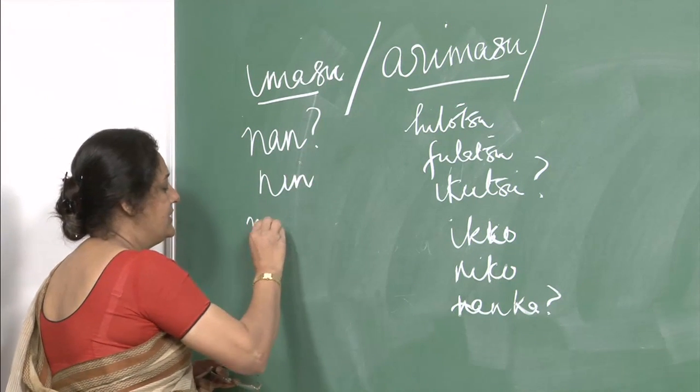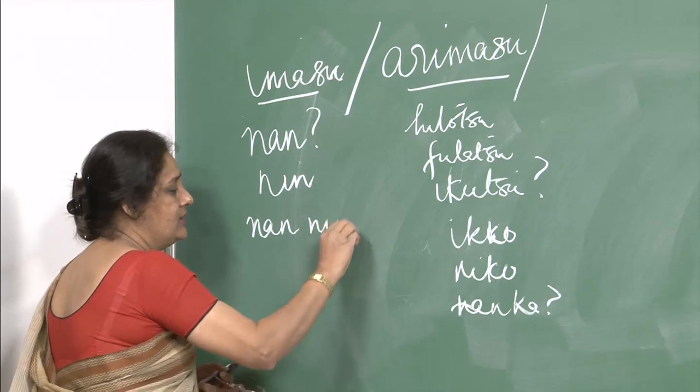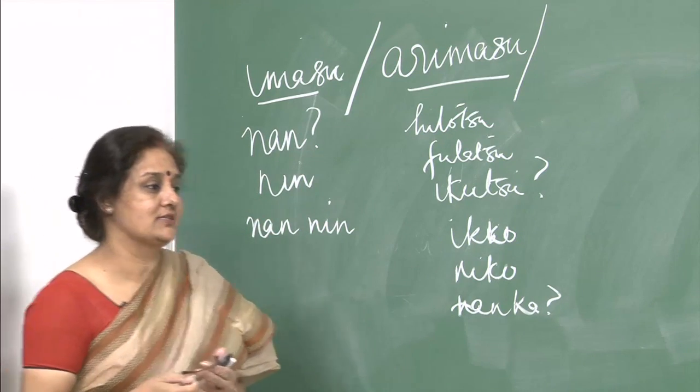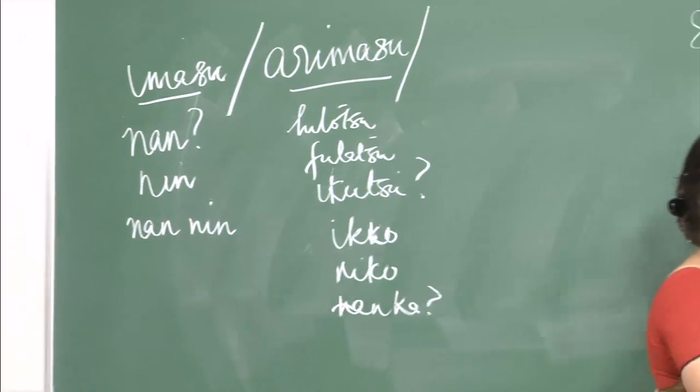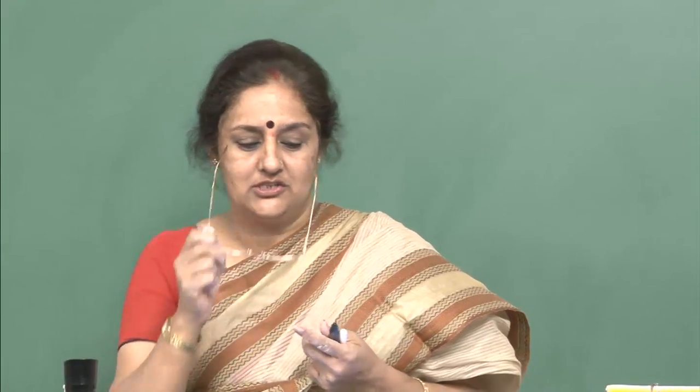So, it is nan, nin. For example, if you want to ask in the previous classroom slide where sensei is there with the students, you can say, heya no naka ni, kyoshitsu no naka ni nan nin imasu ka? So, how many people are there in the kyoshitsu? Now, we can practice over here.